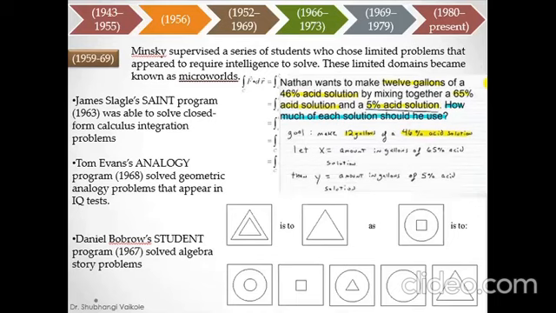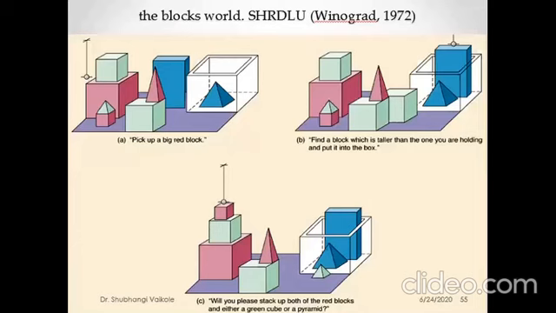So James Slagle's program in 1963 was able to solve closed-form calculus integration problems. Then Tom Evans' analogy program in 1968 solved geometric analogy problems that appear in IQ tests. Daniel Bobrow's STUDENT program in 1967 solved algebra story problems. So one by one, the AI researchers come and prove that these tasks can be performed by machines.